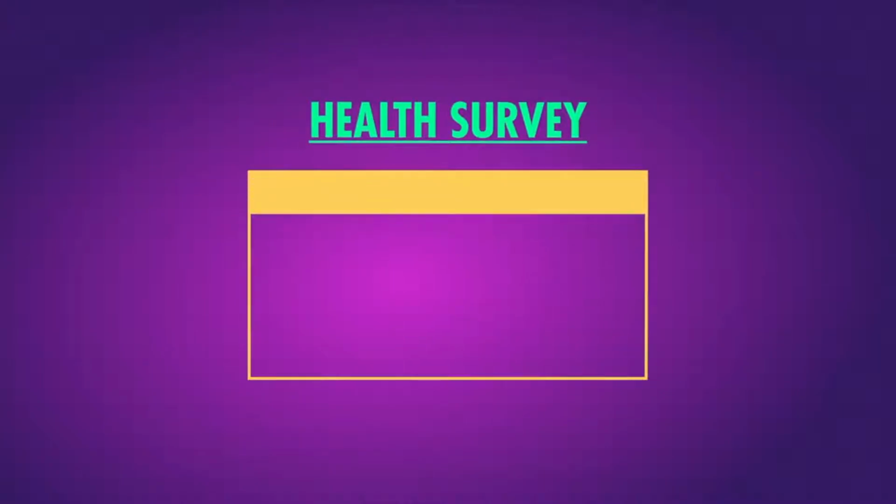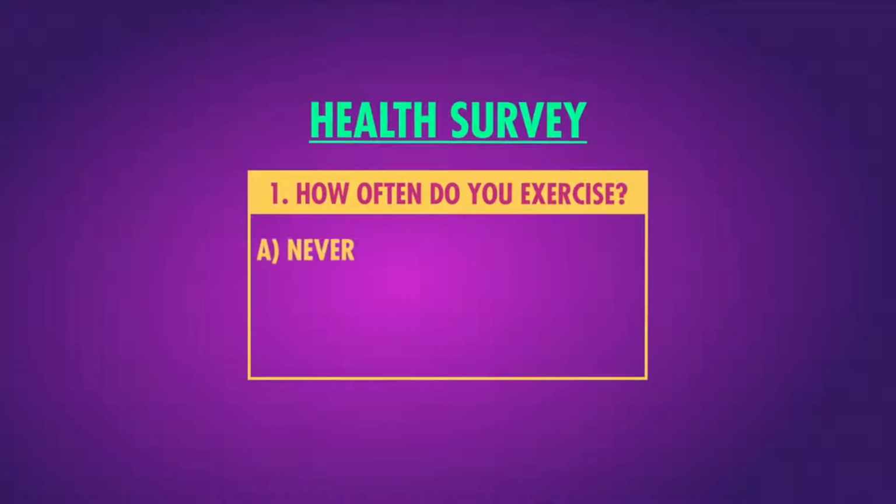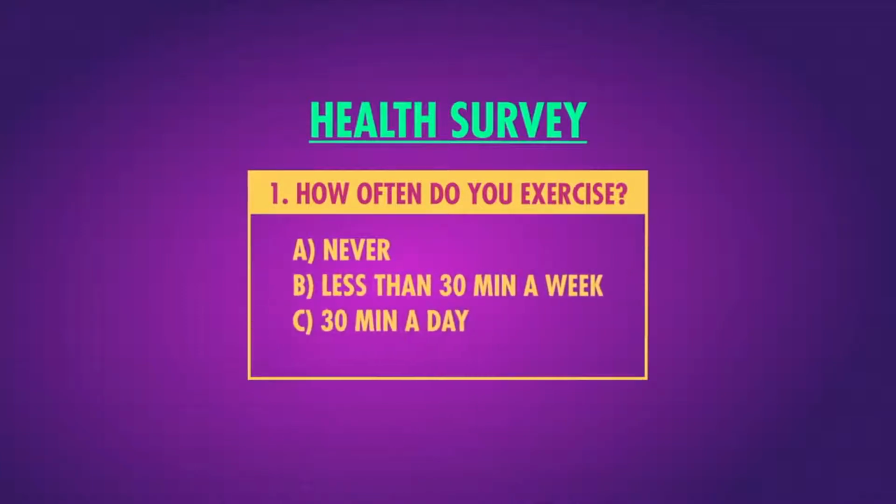A survey should measure what it claims to measure. It might seem obvious that having only unrelated questions on your survey is problematic, but there are even more subtle ways a question can be biased. Let's take a look at a few questions from a health survey you might find at the doctor's office. The first question asks you how often you exercise. Never, less than 30 minutes a week, or 30 minutes a day.